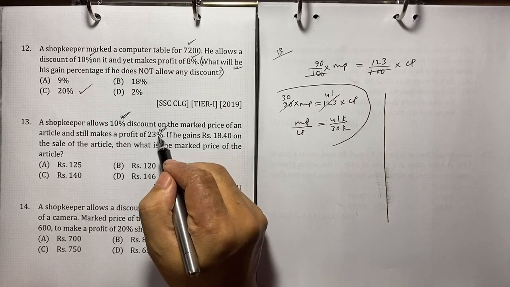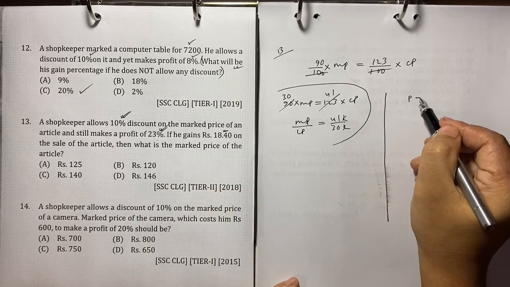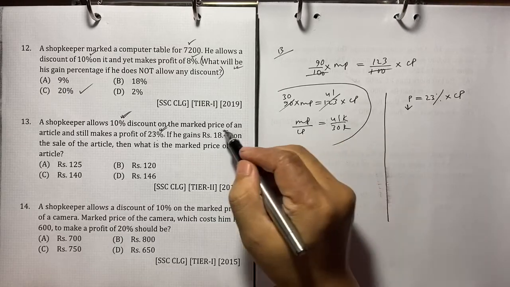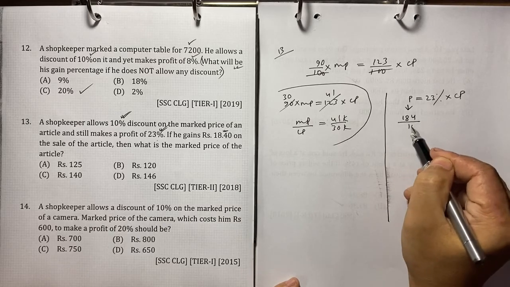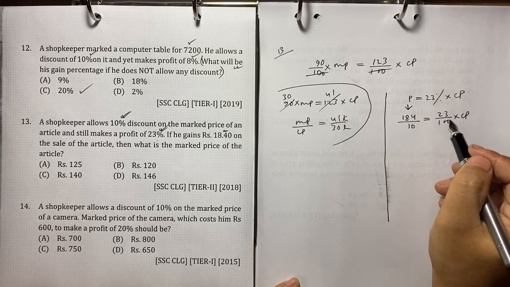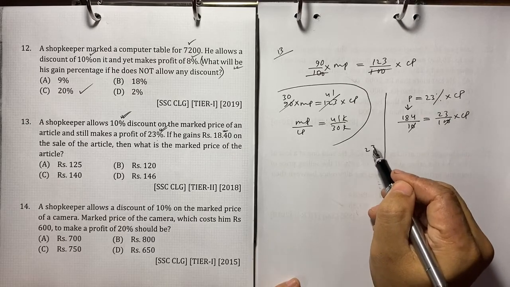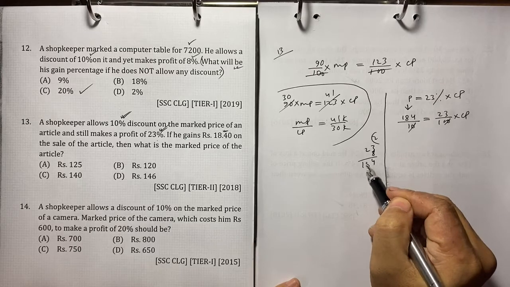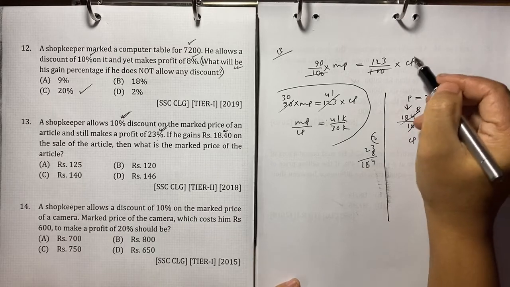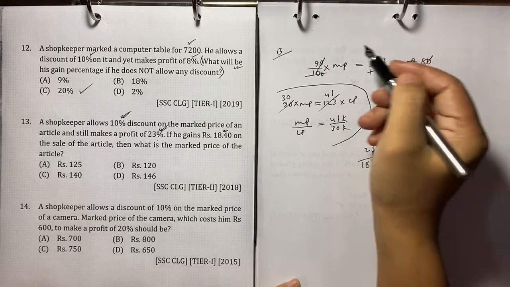For this specific problem, what is the profit percentage? Profit is 23% of cost price, and the question says profit is 18.40, so this will be 23 divided by 100 into cost price equals 18.40. Cancel, cancel again, 23 into 8, so cost price equals 80, and then cancel again.